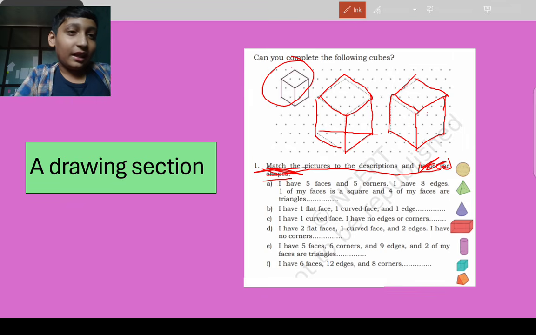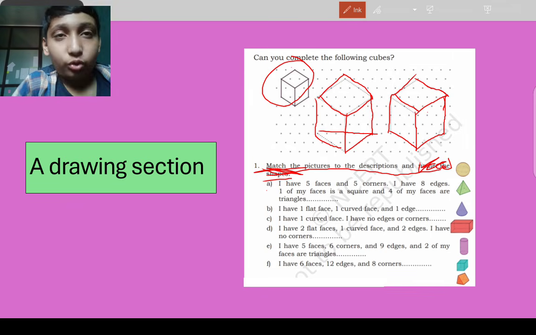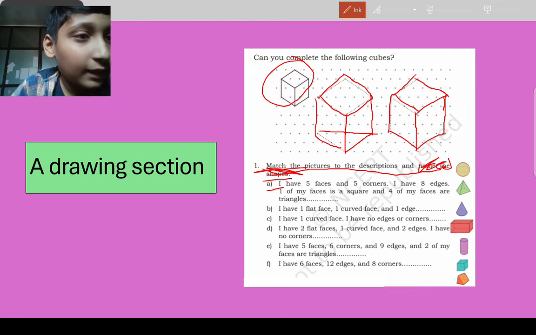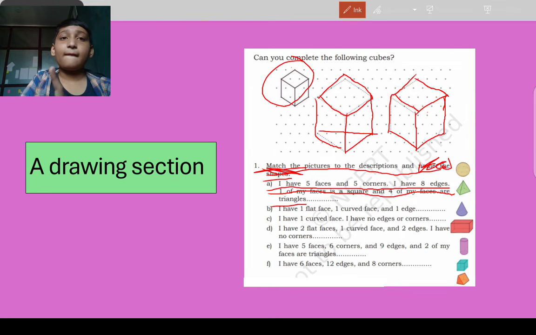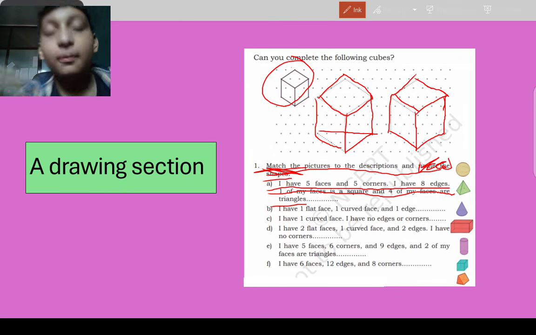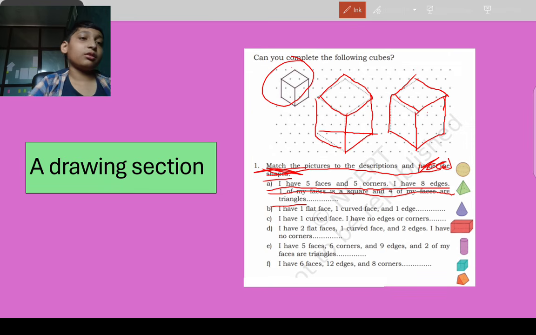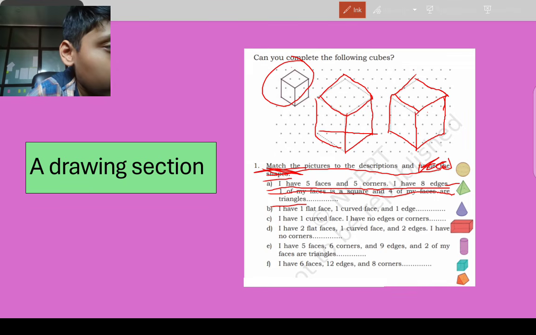So, firstly, A. And zoom in. I have 5 faces, 5 corners, 8 edges. One of my faces is a square. 4 of my faces are triangles. So, of course, this is a pyramid, but which pyramid? We know that there is one square, meaning that this is a square pyramid.